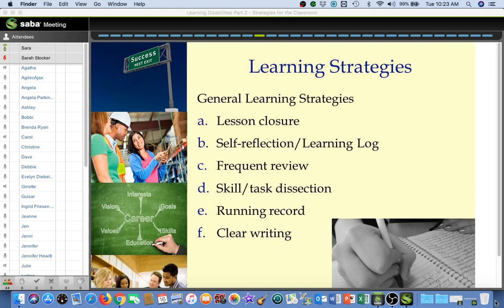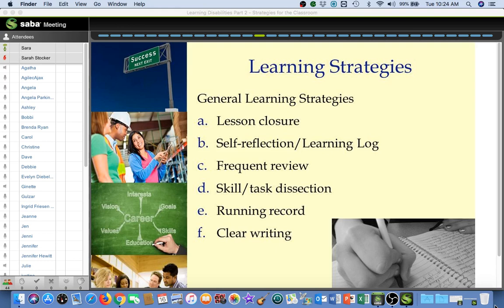Here are some examples of general learning strategies. Lesson closure. This can really be put in the context of a workshop environment, an employment context, any training that they would undergo. So be sure to debrief at the end of a lesson, workshop, or training session. Leave time to review what was learned and try one more example. That way you'll know if they're having difficulties.